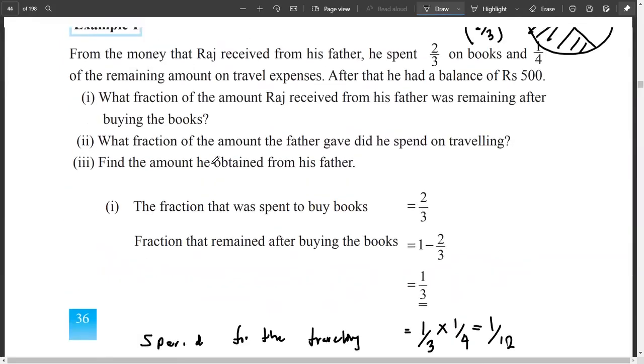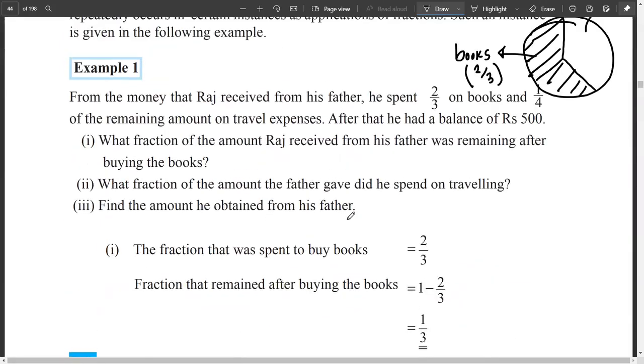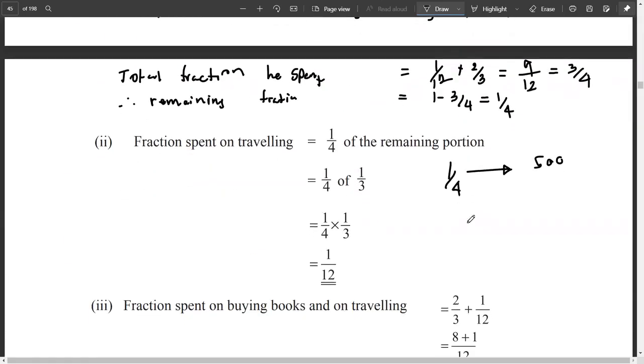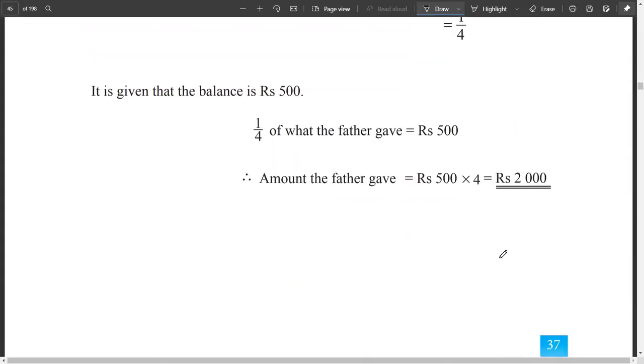Then what they are asking is find the amount he obtained from his father. So what he obtained from his father is the total one, it's 4 over 4. If 1 over 4 is 500, you can find it by 500 into 4, which is 2000 rupees he has obtained from his father.